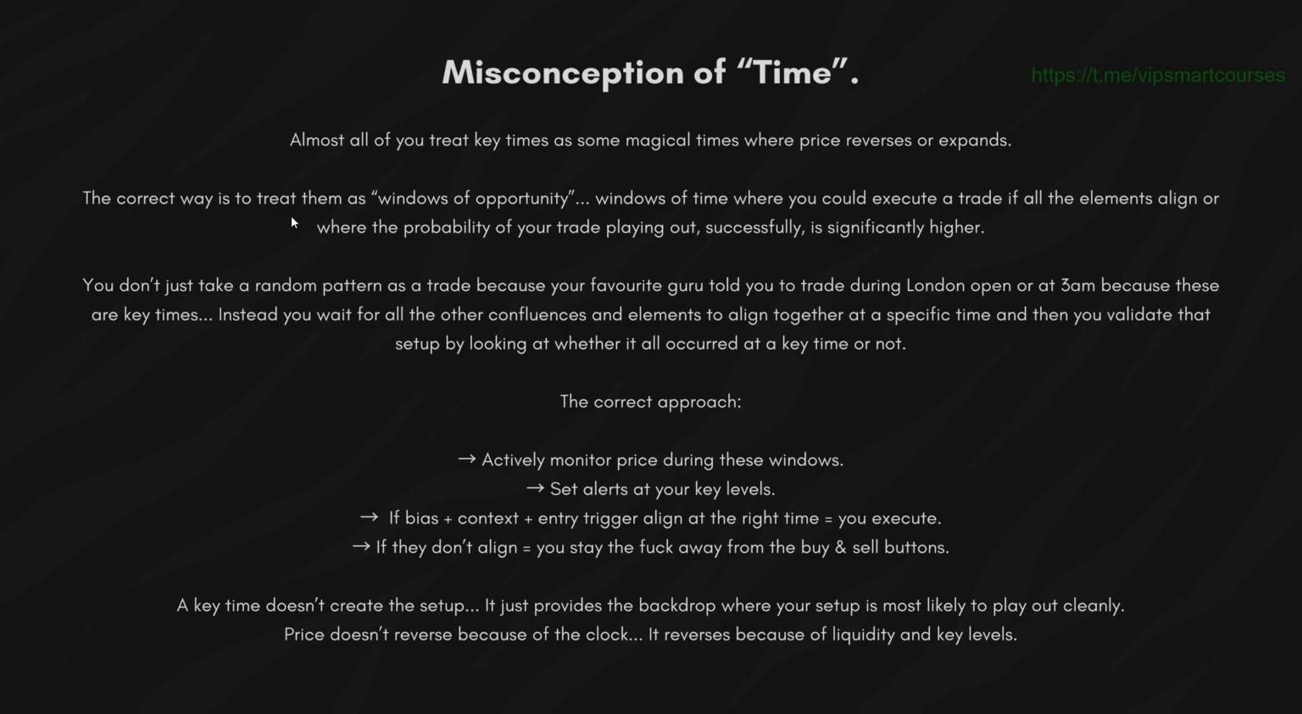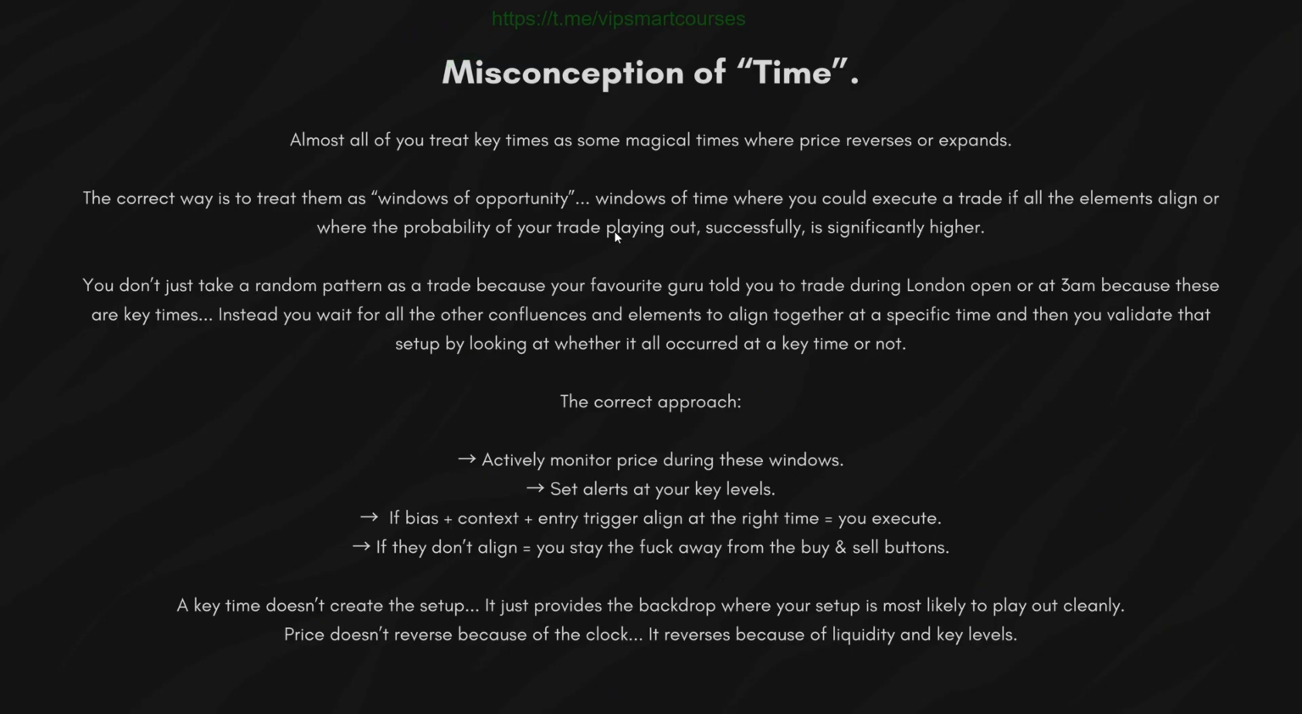Instead, the correct way to treat key times is to treat them as windows of opportunity, or windows of time, where you could execute a trade if all the other elements align, or where the probability of your trade playing out successfully is significantly higher. What I mean by that is that key times are just windows of opportunity. They're just periods of time where the probability of clean moves, expansions or reversals tends to be a bit higher if the other elements are also present.